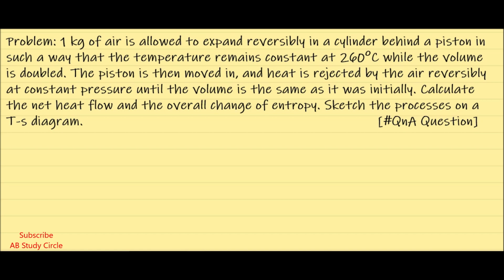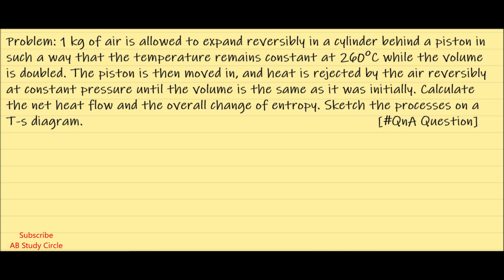When it says air, we know that for air we have the gas constant and the specific heats for a constant volume process and a constant pressure process. We know those values. And it says that during that expansion process, temperature remains constant. That means it is the isothermal process. The temperature is given as 260 degrees Celsius, and we have to convert it into Kelvin. It's not an issue on that part. And it is expanded till the volume inside the piston cylinder arrangement is doubled. That means if the volume was initially V1, after the expansion the volume becomes 2V1.